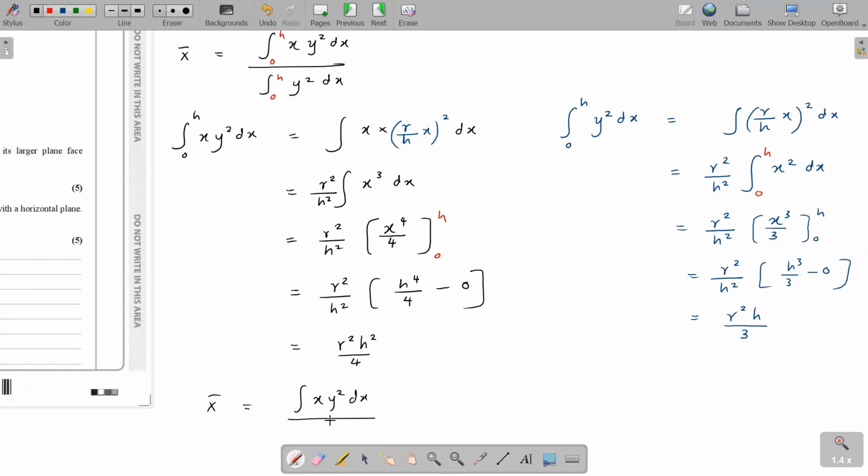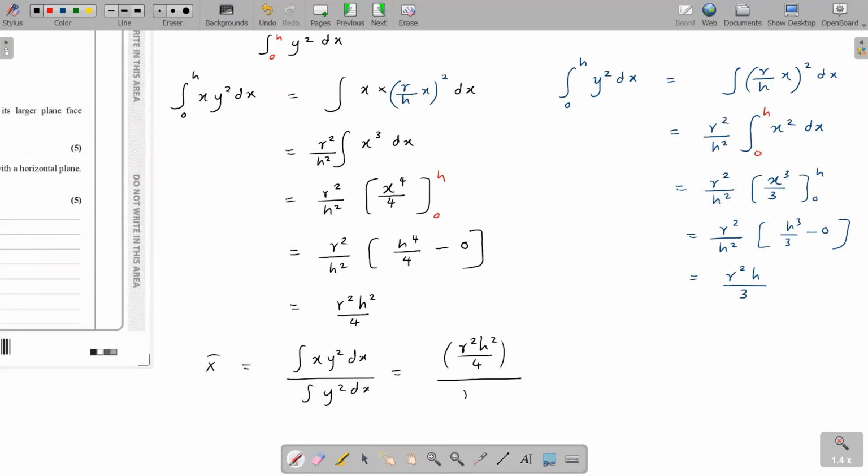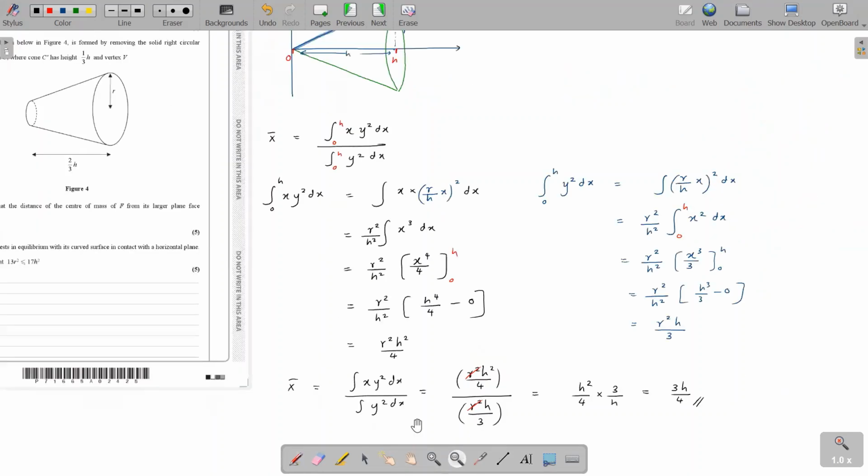Integration xy square dx over integration y square dx. So xy square was r square h square over 4 divided by r square h over 3, sorry. So I think very clearly you can see the r square will cancel out. So what else is remaining? H square over 4 into 3 over h. If I write like this, do you agree? 3 comes up, the h stays at the bottom. And then when you simplify, it's 3h over 4, which is our show that. Okay, this was a show that they wanted us to do.